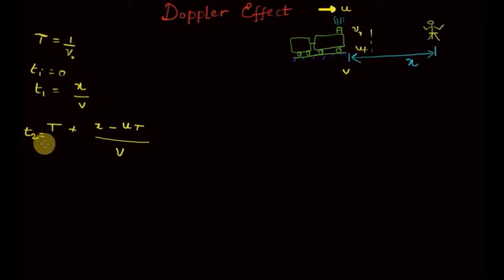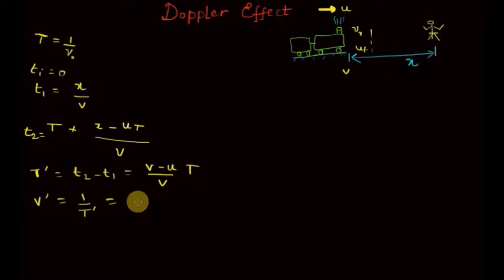The time difference between the waves which the observer observes, let me call this T dash, is equal to t2 minus t1. If I do this, I will get (v minus u) divided by v into T. So T dash is the time difference between the consecutive waves which the observer hears. In a way, T dash is the apparent time period of the sound wave which the observer hears. So the apparent frequency, nu dash, is equal to 1 by T dash. If we do this, we get the apparent frequency as v divided by (v minus u) into nu naught. So we can see when the source of sound moves towards the observer, the apparent frequency increases.